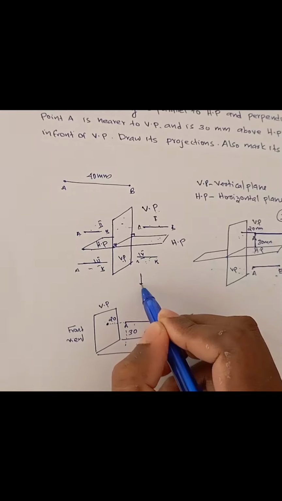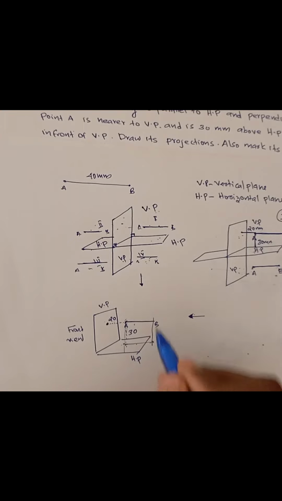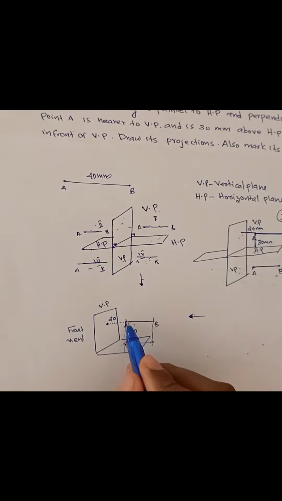Suppose you are looking from the top, and you will get a projection here. Suppose this is your projection. You will get a line. The image or the shadow will be a line because you are looking from the top, and the line is parallel to HP. What will be the length of this line? It will be the exact length of the line because it is parallel to HP, that is 40 mm.